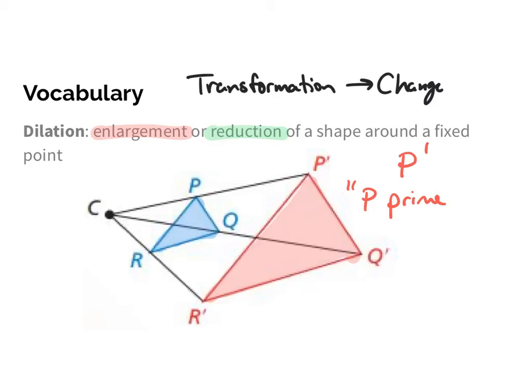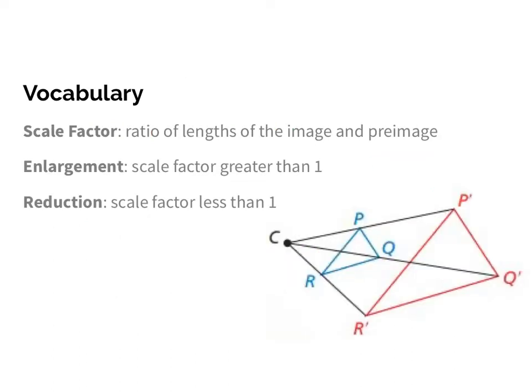So prime is our way of showing the changed object. This is what's called the image of our original object. So the blue would be our original, and the red shape would be our image. And you'll see it's labeled with the same three points, P, Q, and R. We just use that apostrophe. So what we're going to talk about is how to make a dilation, whether we're making an enlargement where something is getting bigger, or a reduction where it's getting smaller.